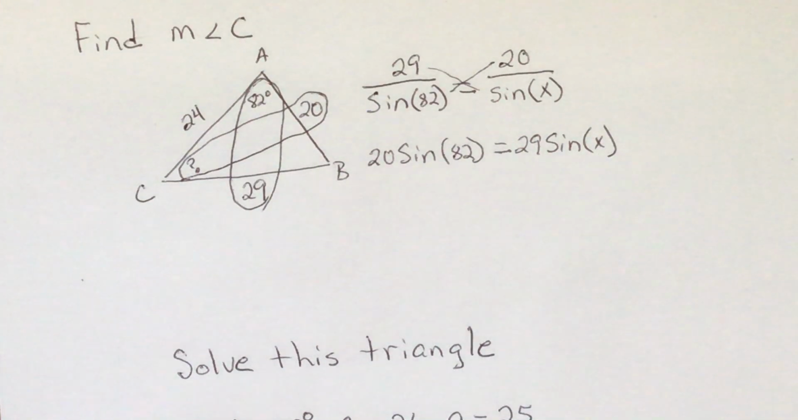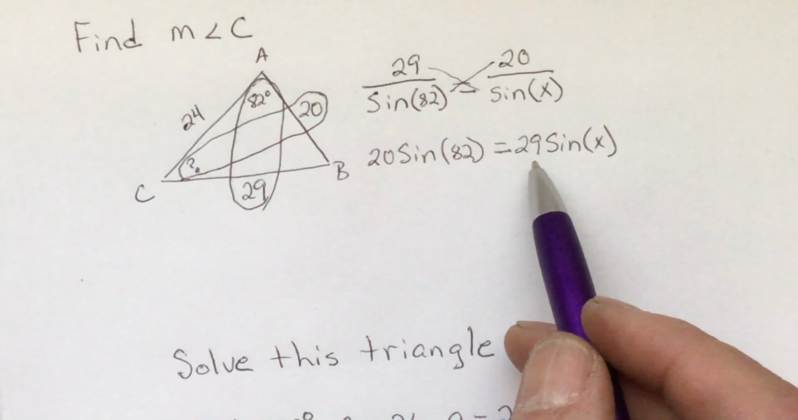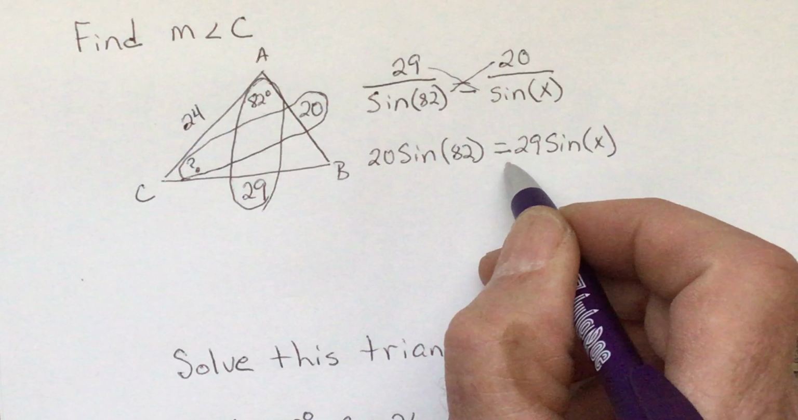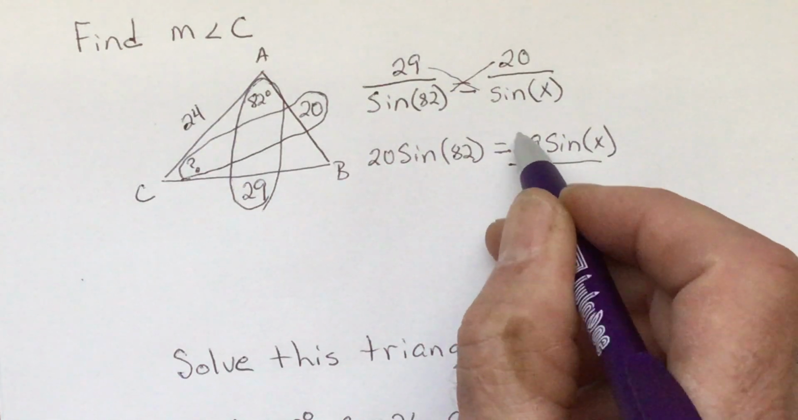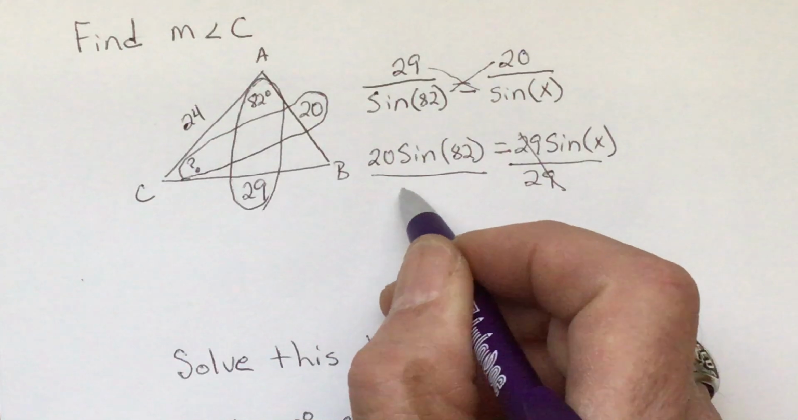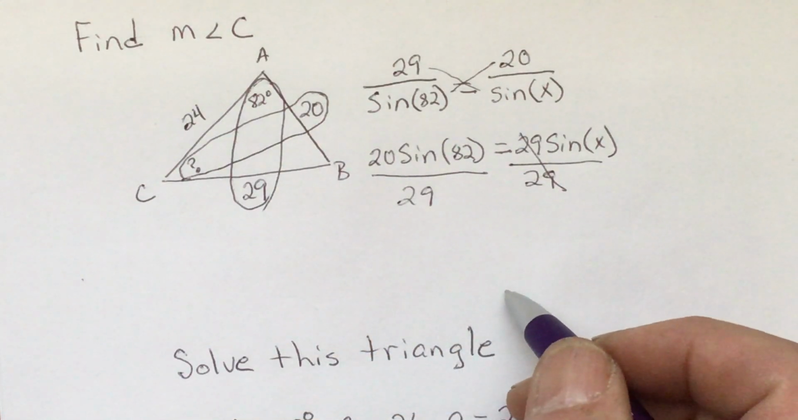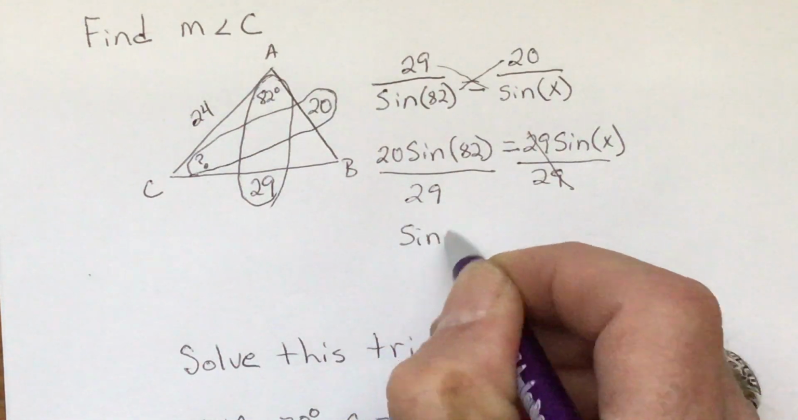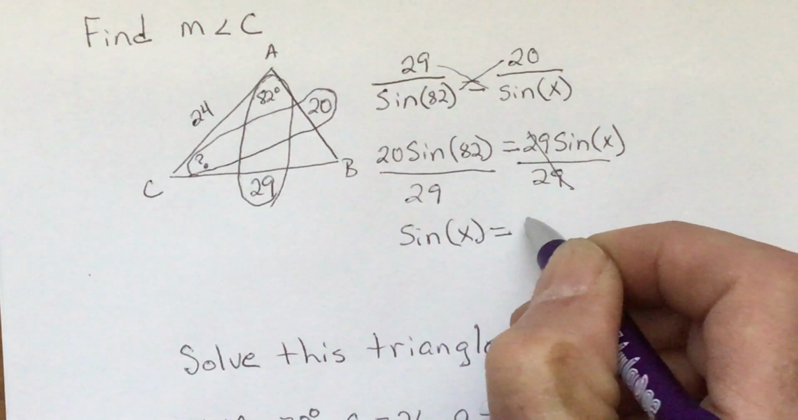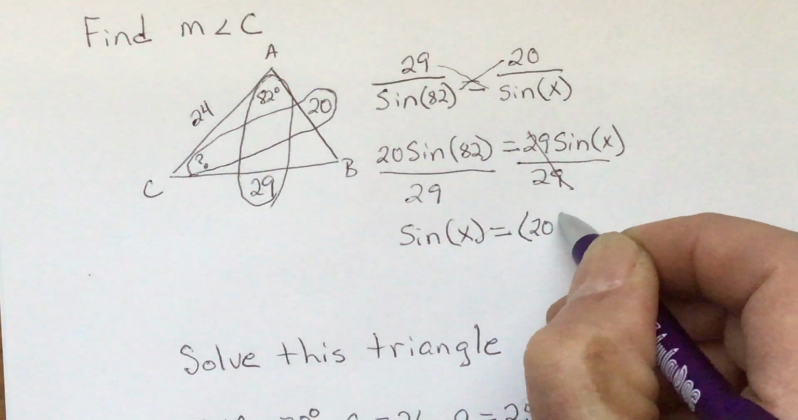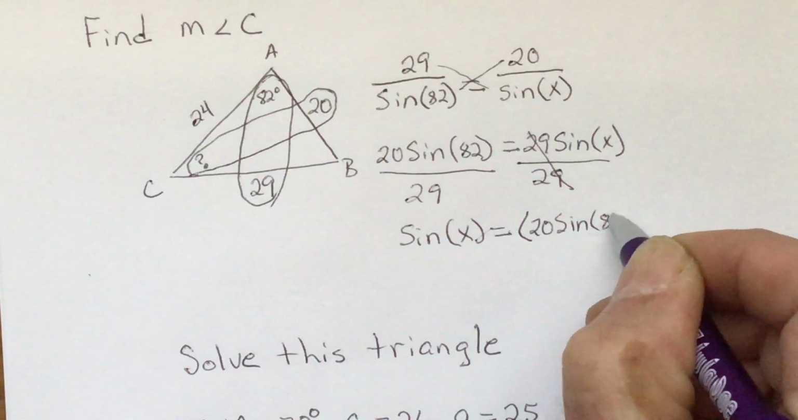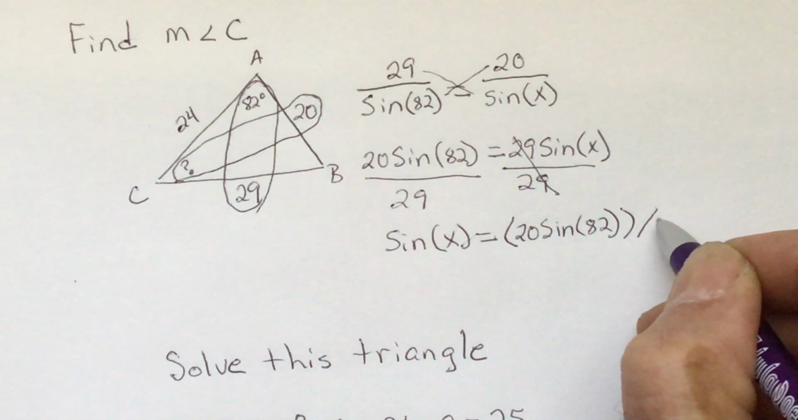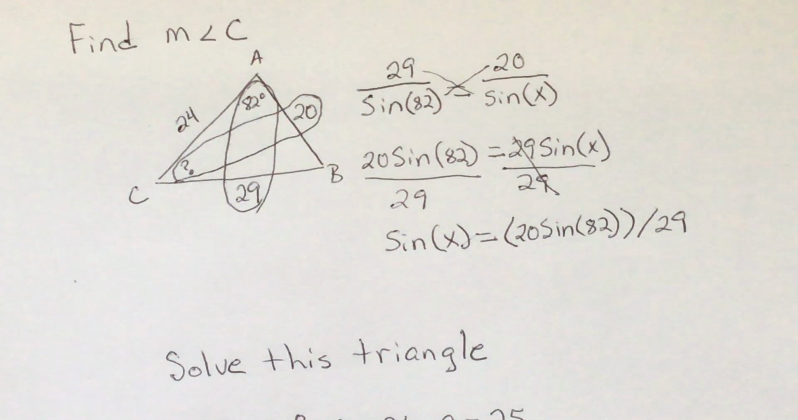Okay, we need to get the x by itself. Very first thing that we're going to do to get x by itself is divide both sides by 29. That gets rid of the 29 on this side. So divide by 29 over here. Divide by 29 over here. All right. Sine of x equals 20 sine of 82 divided by 29.